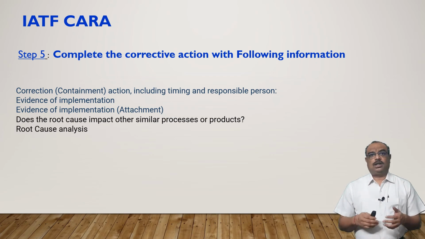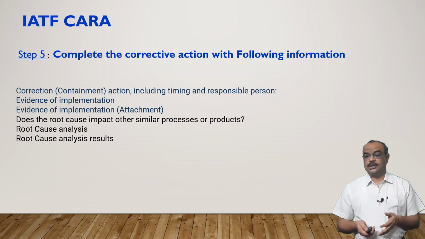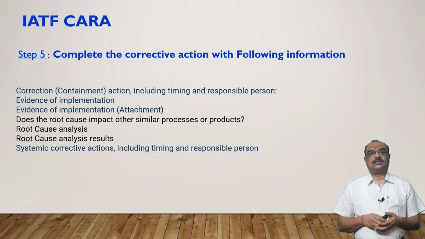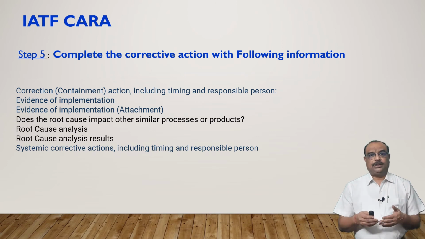Once we put all the information related to the root cause analysis, then we have to finalize the root cause result. So what is your conclusion for the root cause? That you have to put in the root cause result. Once you put the root cause result, then it will ask for the systemic corrective actions. So what corrective action are you going to take so that you can ensure that such kind of non-conformity will not repeat or reoccur? That you have to put in this particular column.